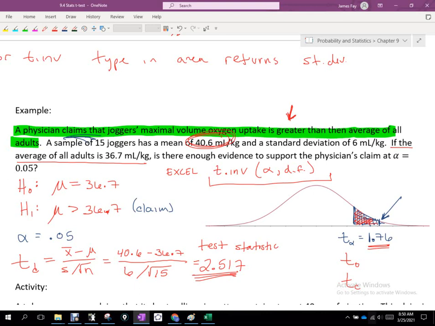We reject it, okay? So we're going to reject the null hypothesis, and then we can argue that there is evidence to support our claim that the average is greater than 36.7, okay? So the oxygen uptake of joggers is greater than the average of all adults. Okay. Now, and that's perfectly fine.